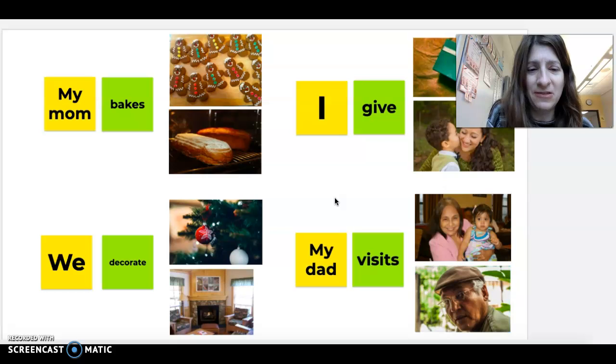When you tell a little bit more after your subject and your verb, that is adding more to your sentence and makes it more interesting.